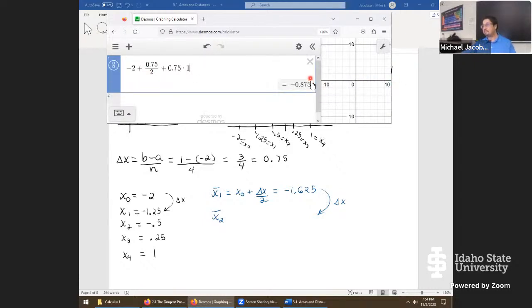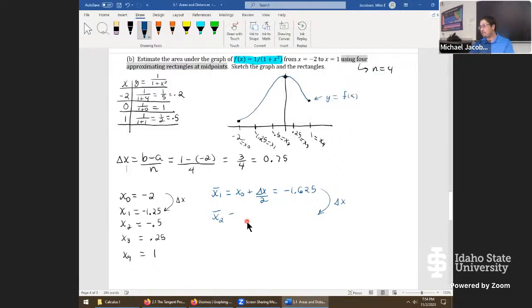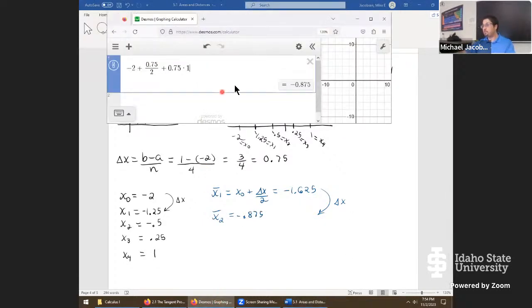If we go ×1, then that's what we're doing right here. We're adding just 1 delta x, -0.875. Then it's rinse and repeat. If we want to get to the next one, add delta x again, so it's a 2. It'd be a -0.125. Let's double check the graph.